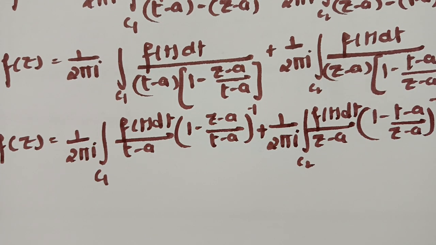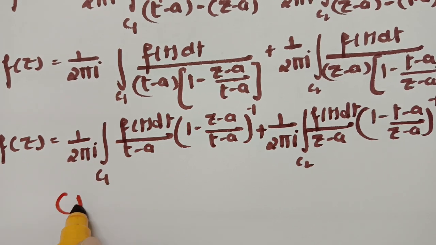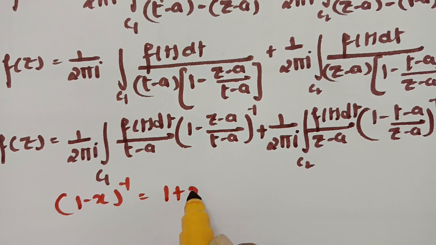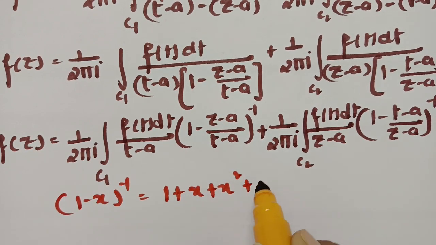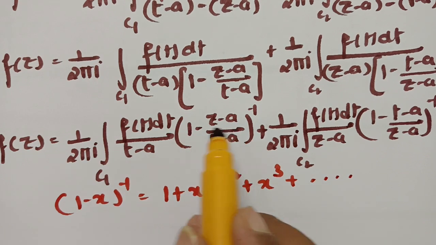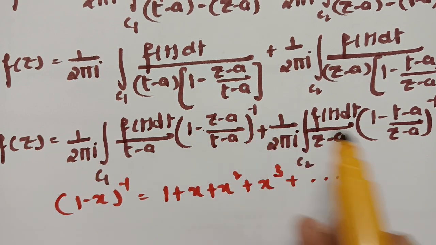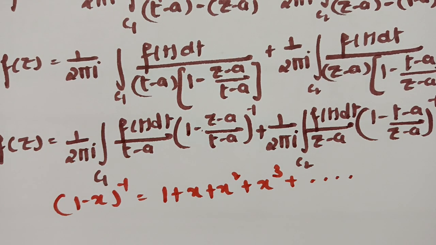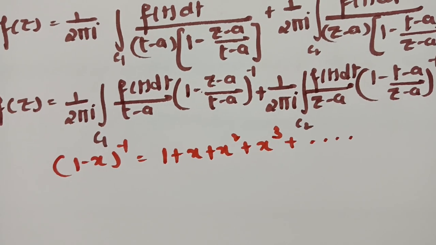And see, we have an expansion from the binomial theorem. According to the binomial expansion, 1 minus x whole inverse is equal to 1 plus x plus x square plus x cube and so on. So I am treating this as 1 minus x whole inverse. Here also, this is 1 minus x whole inverse. So now I am going to expand these two.